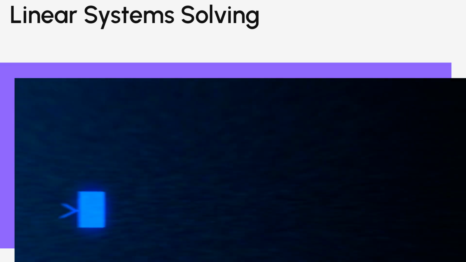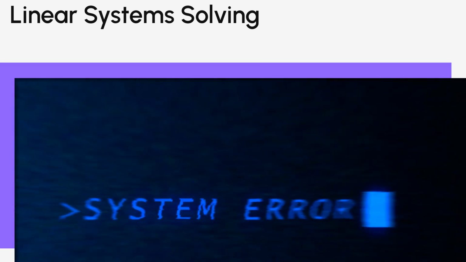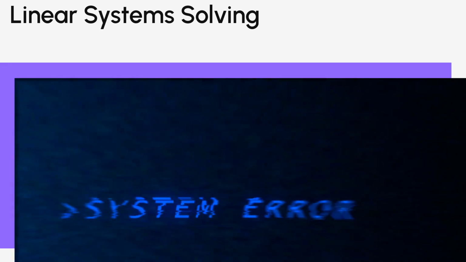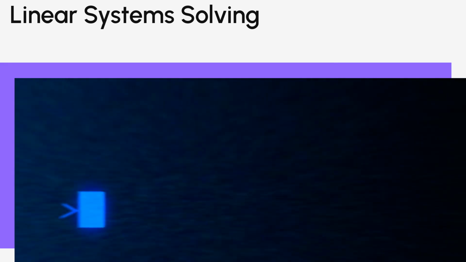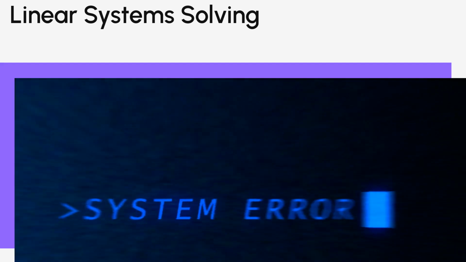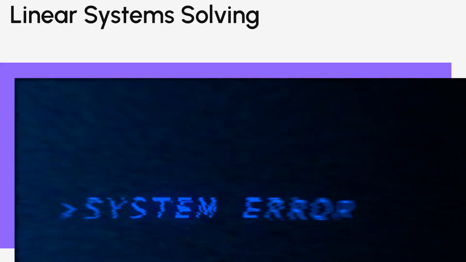The inverse matrix method applies if the matrix is invertible. In this case, solving the system involves multiplying both sides by the inverse of the coefficient matrix, leading directly to the values of the unknowns. This method works best when the matrix is square and non-singular.